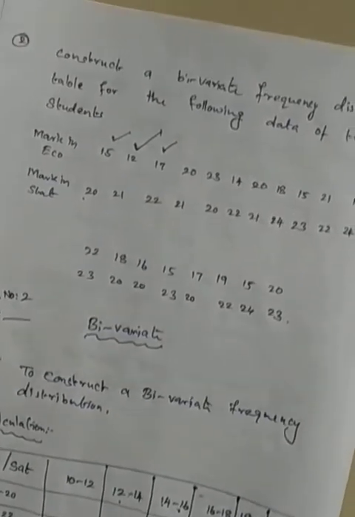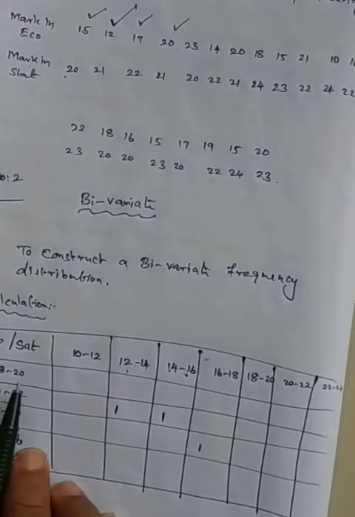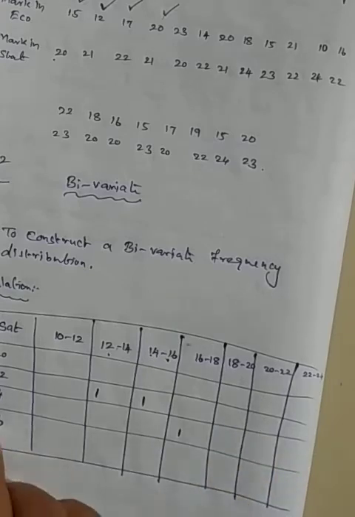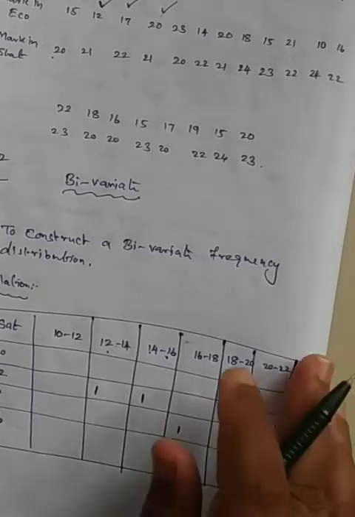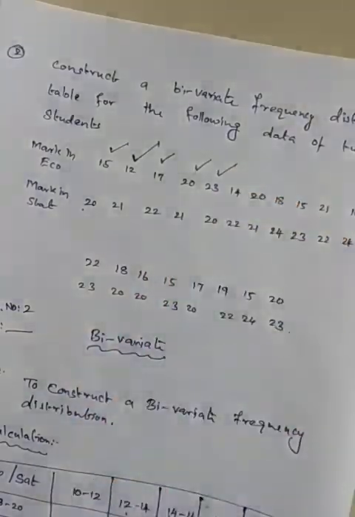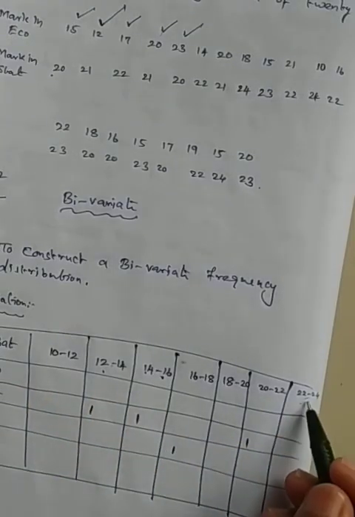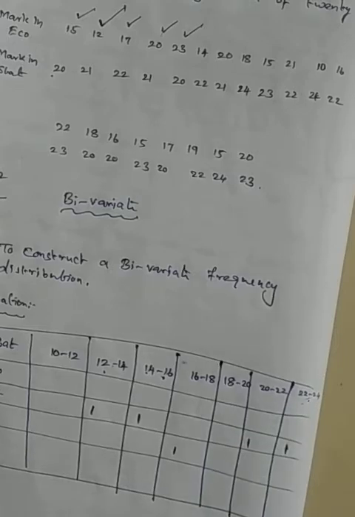That is the thing. Next one 20, 21. So where is the 20? Economics 20 marks is here. 21 is here. So just mark it here in this manner. Okay, the next one 23, 20. Where is 23? Economics 23 is here and 20 is here. So this mark, you mark it 1.